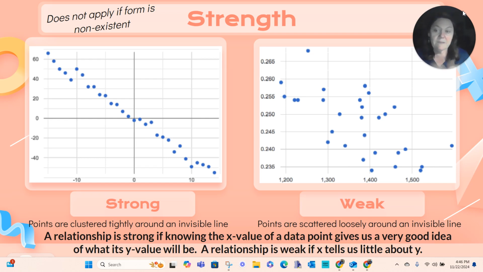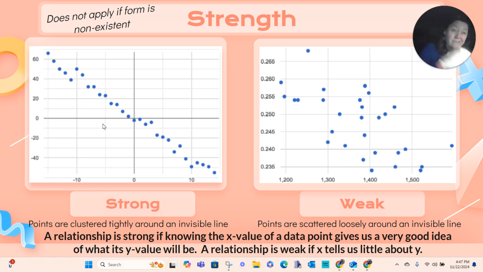Strong means if I see that invisible line going through my linear relationship here, or if it's a non-linear relationship, I can see an invisible form there too, then how strong is it to that form, linear or non-linear? That means they're tightly clustered to it. So as I could see in this first example, yeah, I could see that's real tightly to that particular straight line going through there. Whereas on the right side, they're really loosely scattered about it.